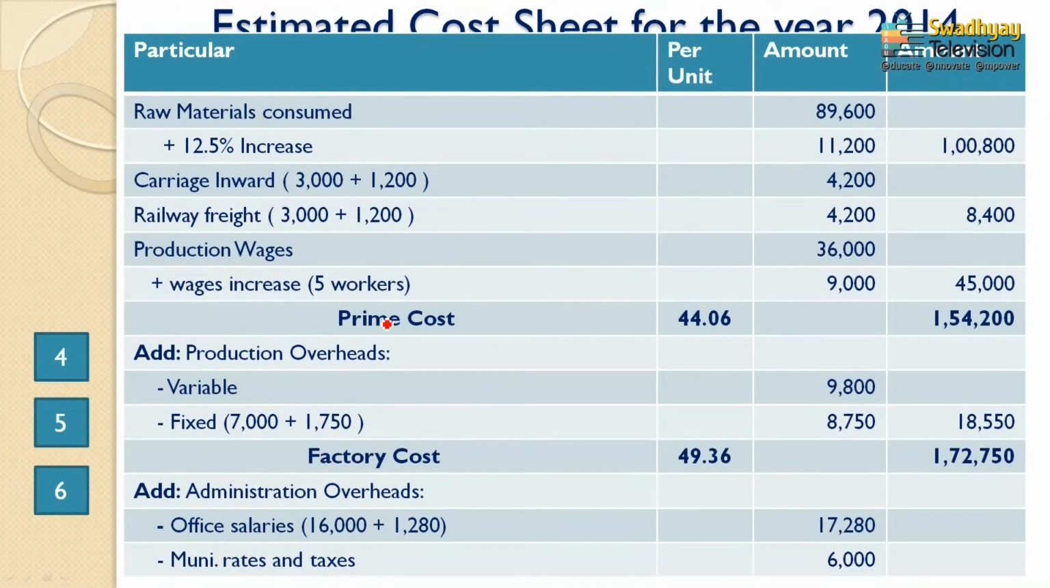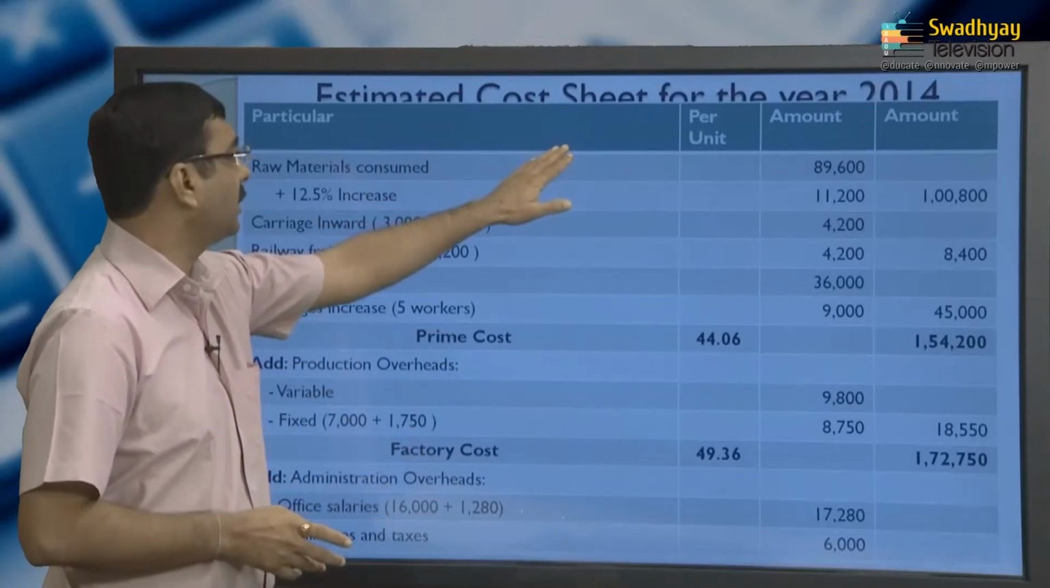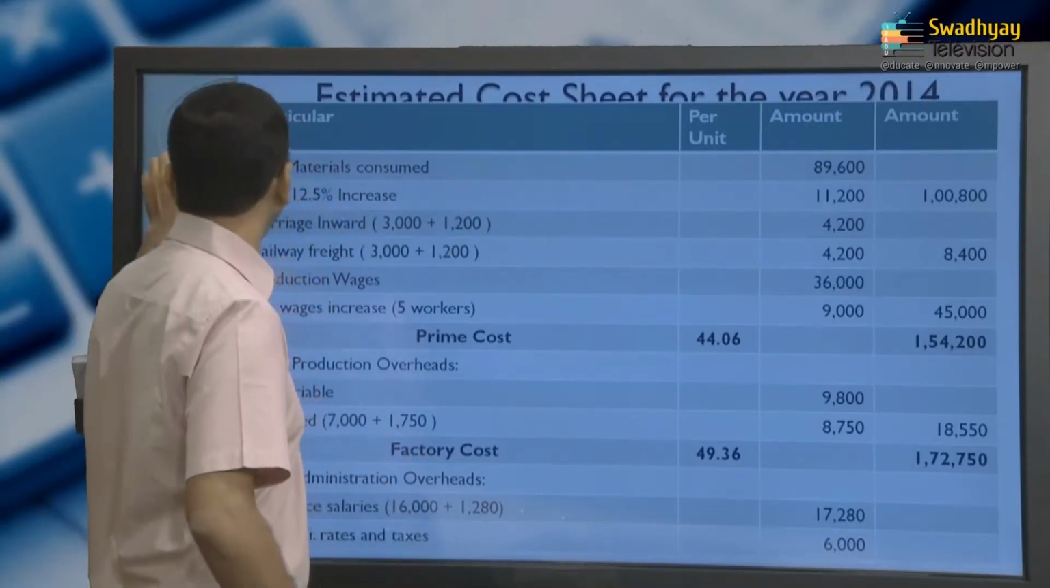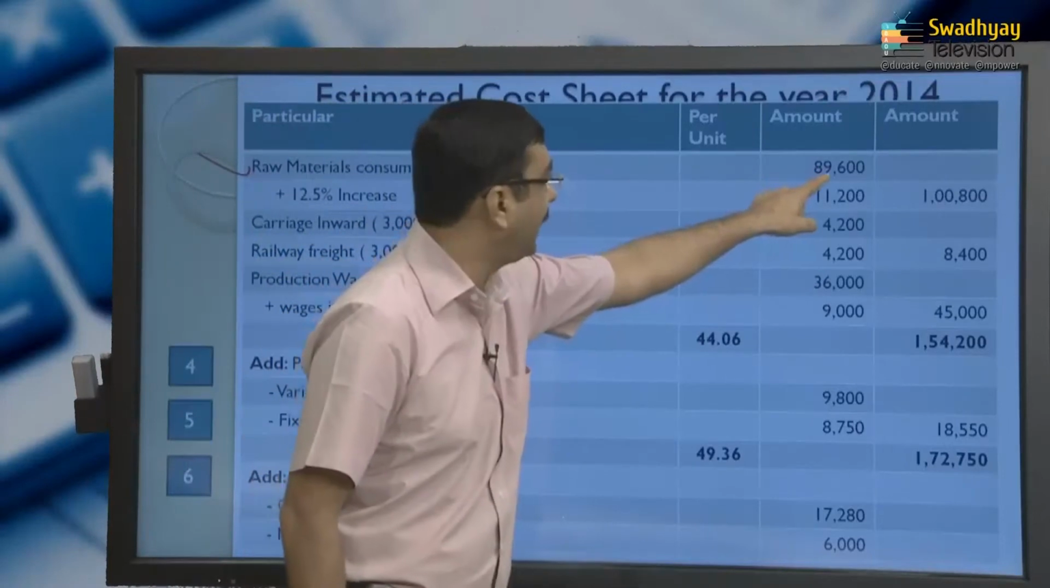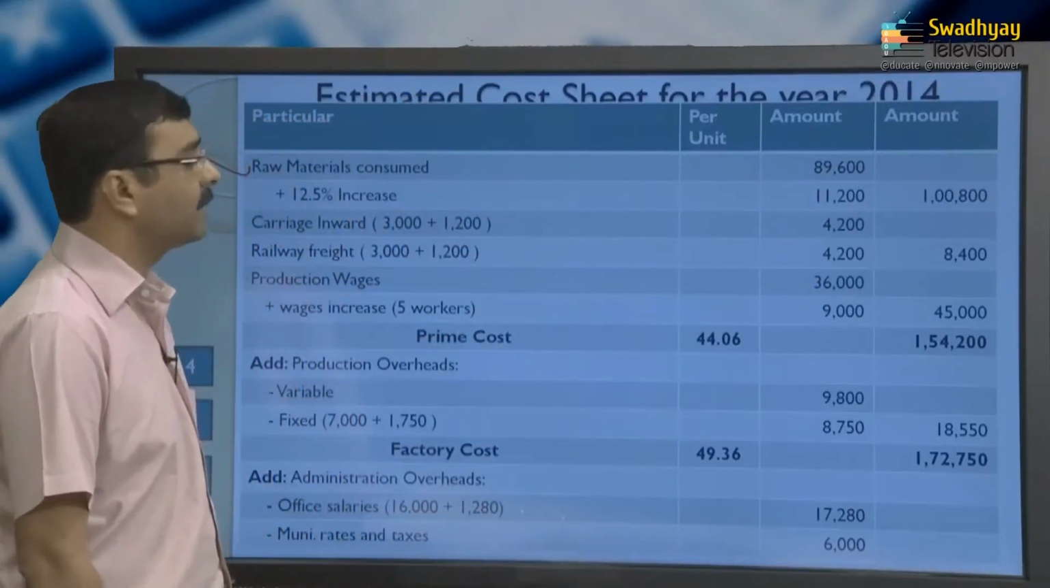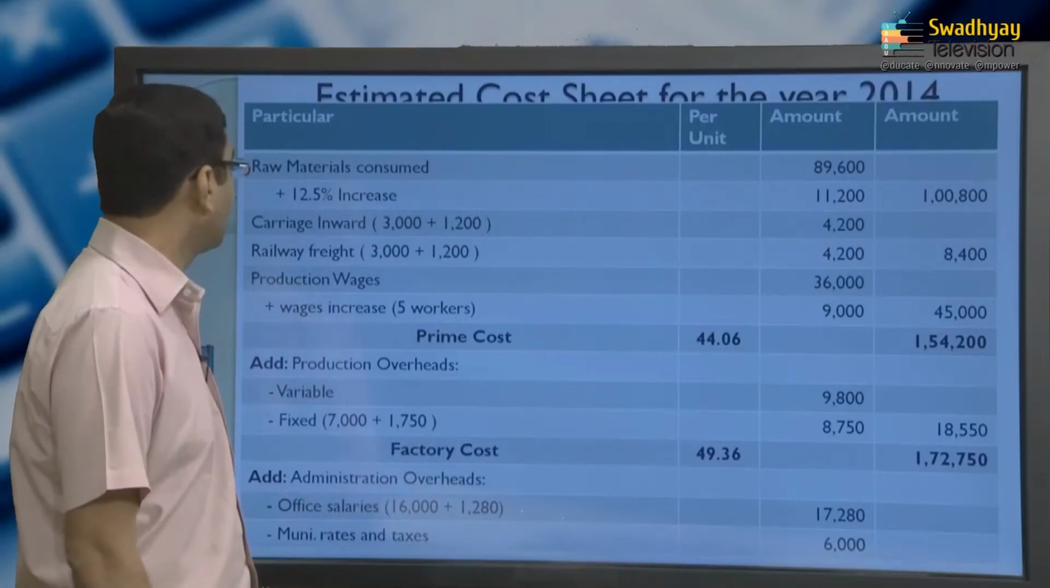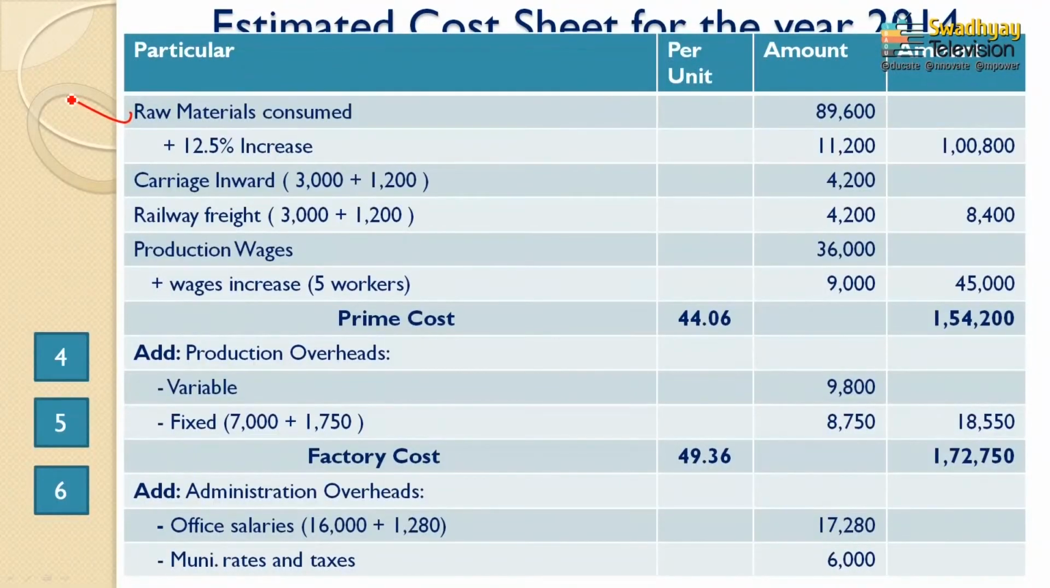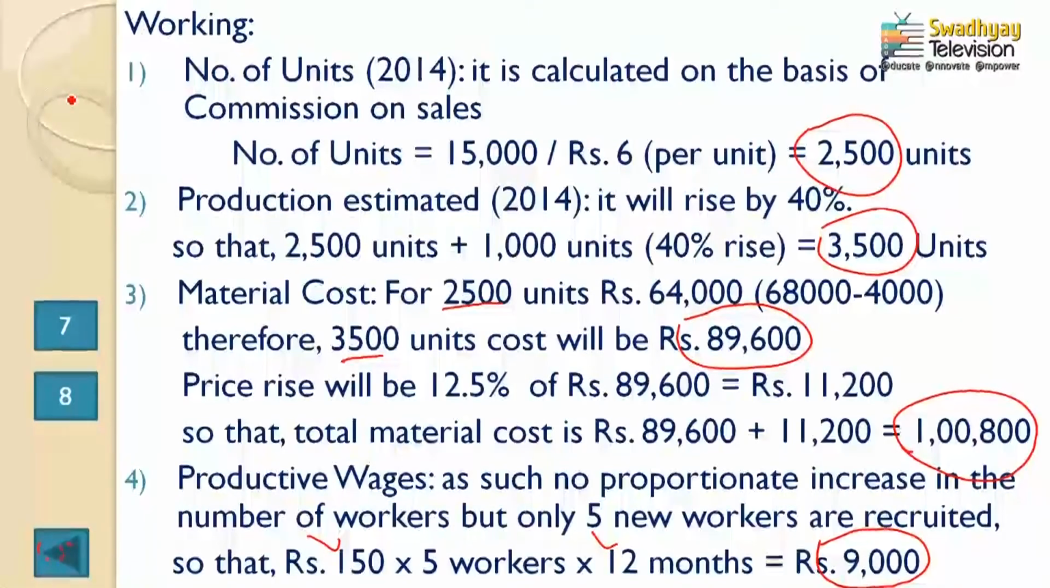Now see here the second part of the answer, and that is your cost sheet. This is the estimated cost sheet for the year 2014. For the estimated cost sheet of 2014, first is raw material consumed. Raw material consumed we find out is 89,600, and this 89,600 we find out on the basis of certain calculations. See the calculation. The calculation shows 89,600 here. This is 89,600, and how it has been determined, we already identified.